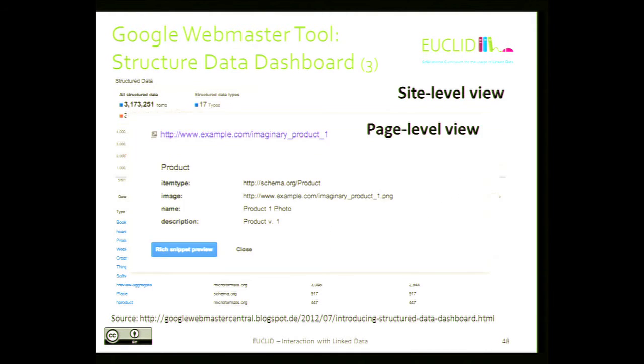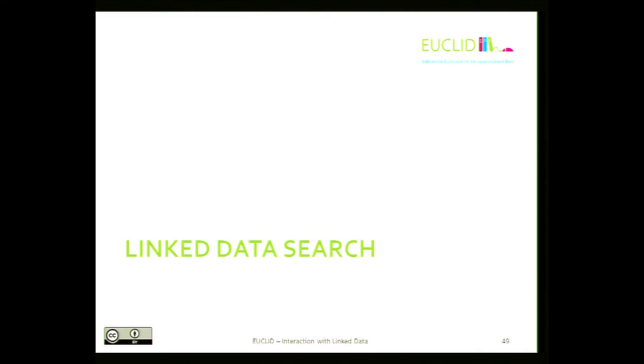Then navigating to a specific page, for example the page of an imaginary product 1, you can see that this page is typed as product, has a certain image available with a specific name and a description. So for this specific web page, this is all the structured data available in the page. So that was it from my side.